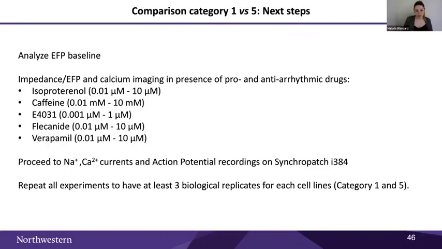And then, on the Flexcyte and on the calcium imaging system, I've used 5 different drugs: isoproterenol, caffeine, E4031, flecainide, and verapamil. Verapamil is a calcium inhibitor, flecainide is a sodium inhibitor, and E4031, which I've shown you, is a potassium inhibitor. And isoproterenol and caffeine are known to be stress triggers. I've done 5 different concentrations with this range, and I will analyze that for all the cell lines, category 1 and category 5.